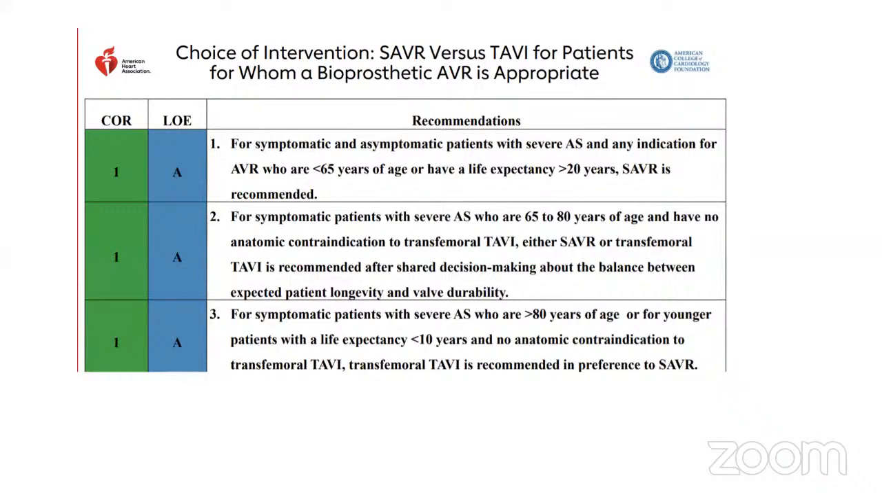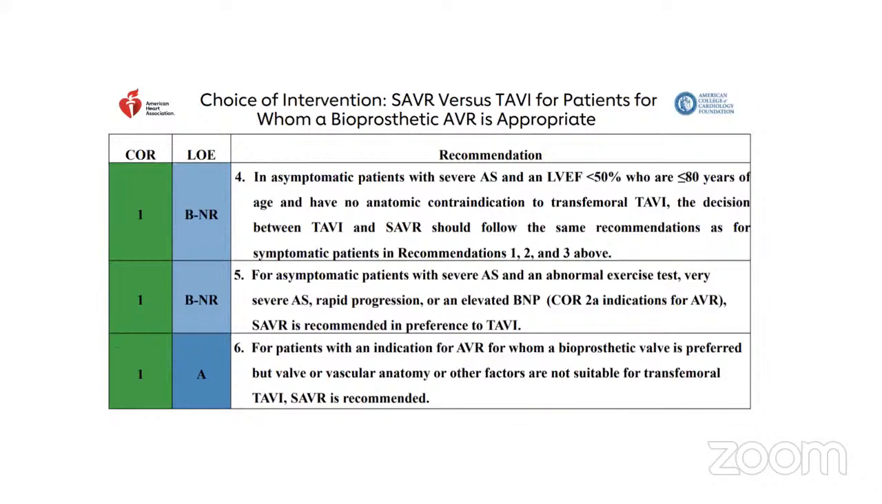For symptomatic patients with severe AS more than 80, or for younger patients with life expectancy less than 10 years, with no anatomical contraindication for TAVI, transfemoral TAVI is preferred over SAVR, class 1 indication. In asymptomatic patients with severe AS with ejection fraction less than 50 and age less than or equal to 80 with no anatomical contraindication for TAVI, TAVI and SAVR should follow the same recommendation. This is class 1. And for asymptomatic patients with severe AS and abnormal exercise test, or very severe AS, rapid progression with elevated BNP, SAVR is recommended over TAVI.